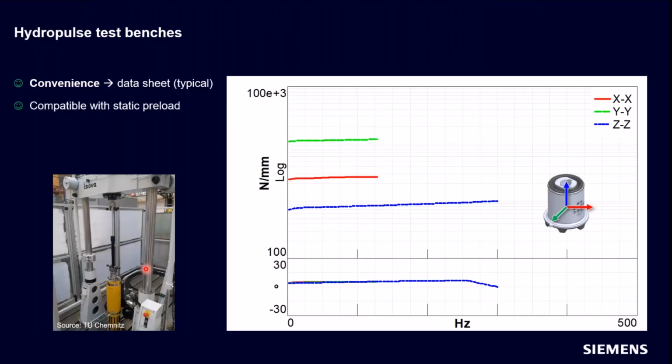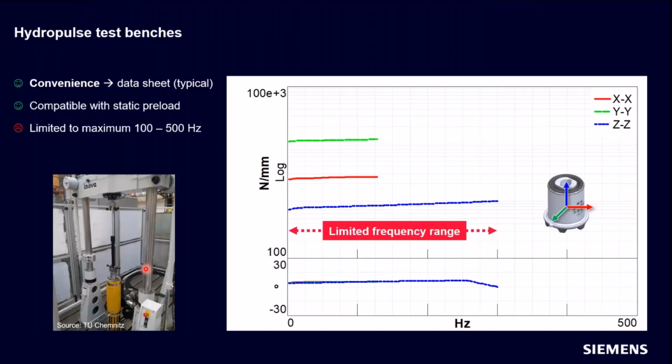But if you look at these results, you can see that there are some limitations with these measurement methods. The first one that I want to point out is the frequency range. This does depend on the specific hydraulic test bench in question, but in general, this measurement method is limited to a few hundred hertz at most. Let's say anywhere between 100 and 500 hertz would be typical, and not really any higher than this.